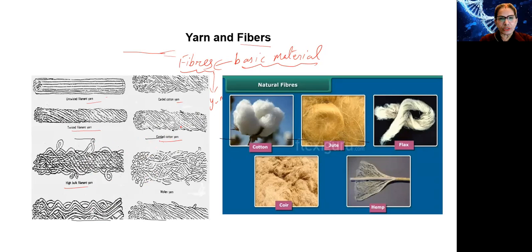So now let us concentrate on the fibers, which is the basic material or the basic of any fabric. Okay, so fiber again can be classified into natural fibers and synthetic fibers. So the natural fibers we are familiar with are cotton, jute, flax, then hemp, and coir. Coir is the fiber we get from the coconut. Okay, we'll look into the details of all this. So first you should understand what is a fiber.